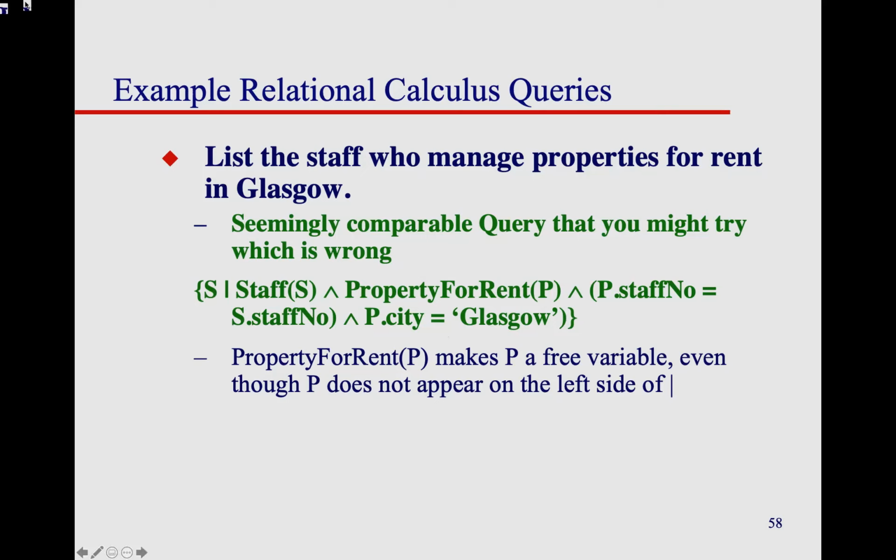It's because P is a free variable, but if it's a free variable, it's supposed to show up over here, and it doesn't. So if I did want something from P, for example, if I wanted the list of all staff who manage a property in Glasgow and I wanted the address of that property, then I might write S comma P.address, and then it would be okay to write the query this way. Okay, I know it's technicalities, but technicalities are important.